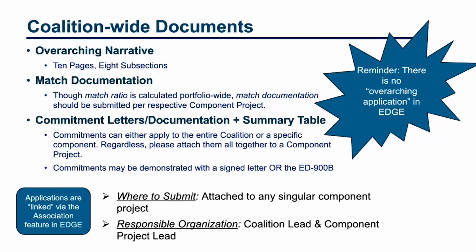The next thing is the commitment letters or documentation and summary table. The commitments can either apply to the coalition or a specific component. Regardless, we want you to attach all of your commitment letters together. A reminder that commitments may be demonstrated with a signed letter, or you can choose to use the ED 900B form instead of a letter. The important thing you need to take away from this slide that is tricky is where to submit these. There is no coalition-wide or overarching application in Edge. So all of these documents are still required for your coalition.